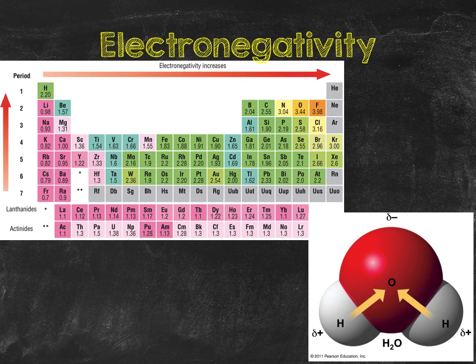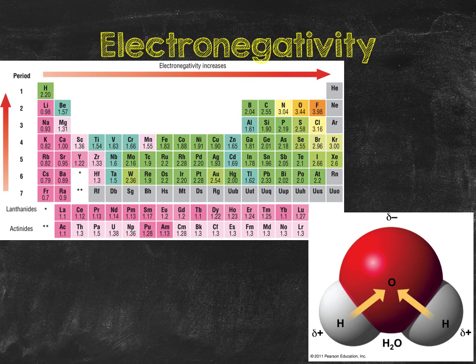Atoms in a molecule attract electrons to varying degrees, and we call that electronegativity. Electronegativity is an atom's attraction for the electrons in a covalent bond. The more electronegative an atom is, the more strongly it pulls electrons towards itself. The most electronegative element is fluorine. You can see on this picture here that electronegativity increases as you move across the periodic table and also up the periodic table. This means that fluorine has the greatest pull of electrons towards itself.